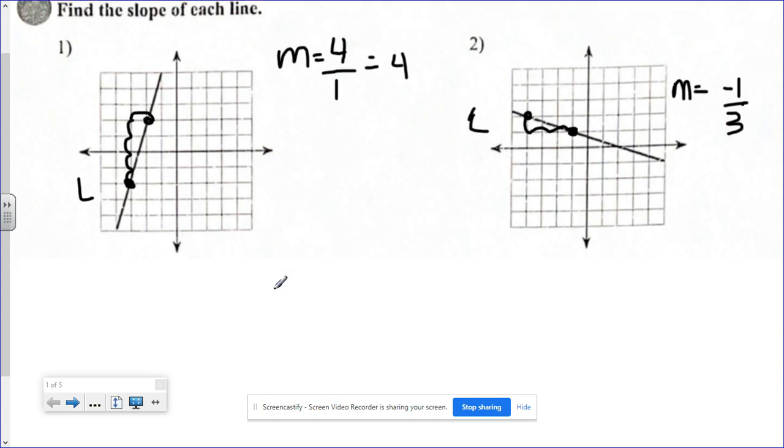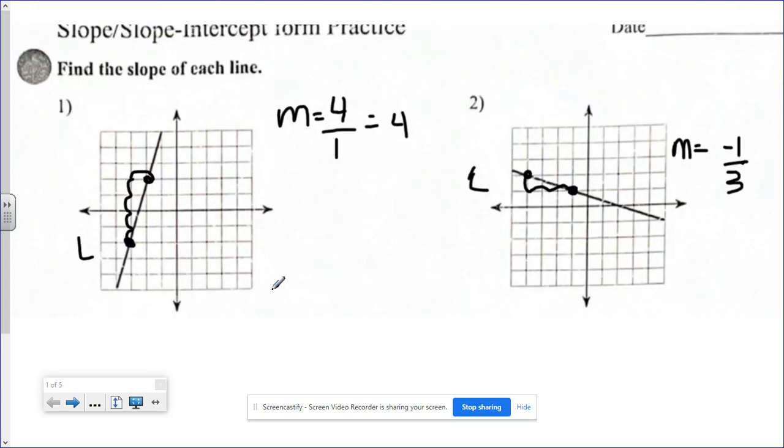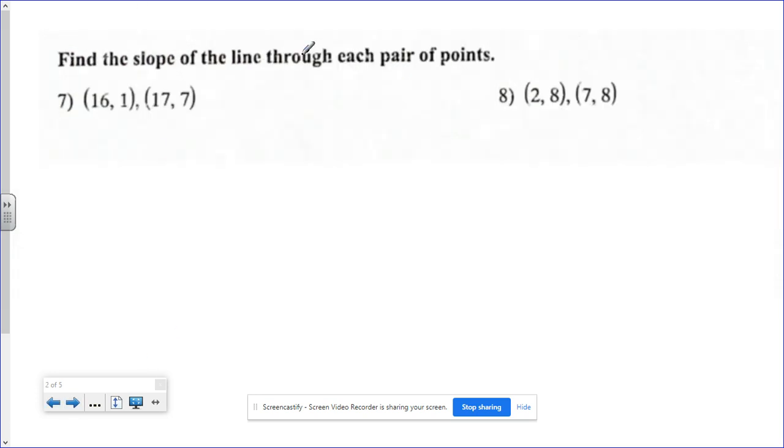So then there's some more of those. I'm just going to show you like 2 of each. That way you can figure out how to do them and then do the other ones on your own. The next type of problem, it just gives you 2 points and wants you to find the slope. So I'm going to write the formula up here. We've been using this for a while now, so there's the formula that you're going to use.